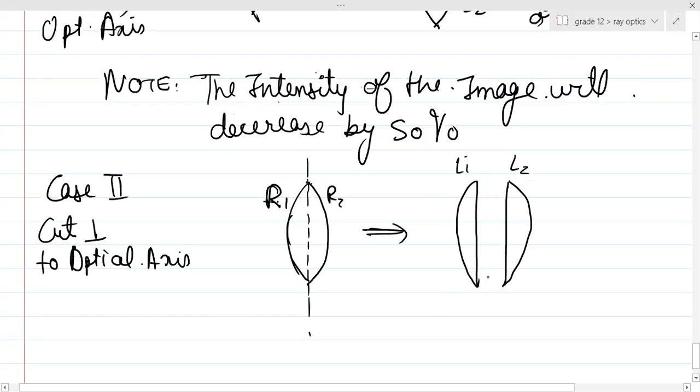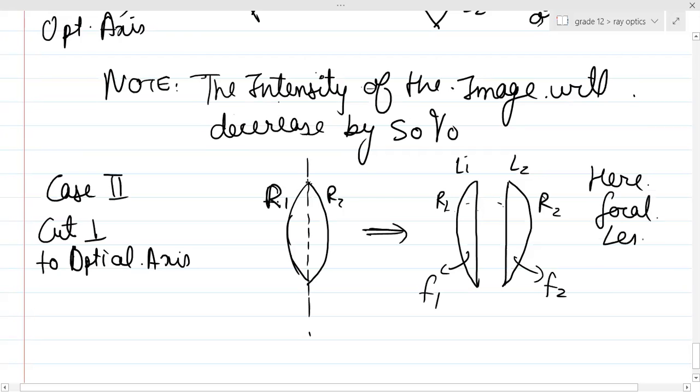But can you see these two lenses are what? Plano convex, right? When I cut it like this, I have changed the radius of the surfaces. One surface is the same, but the other one is different. Are you getting my point? The radius of this surface I made infinity, the plane surface is infinity. So for individual lenses, the focal length will change. It will become f1 and it will become f2.